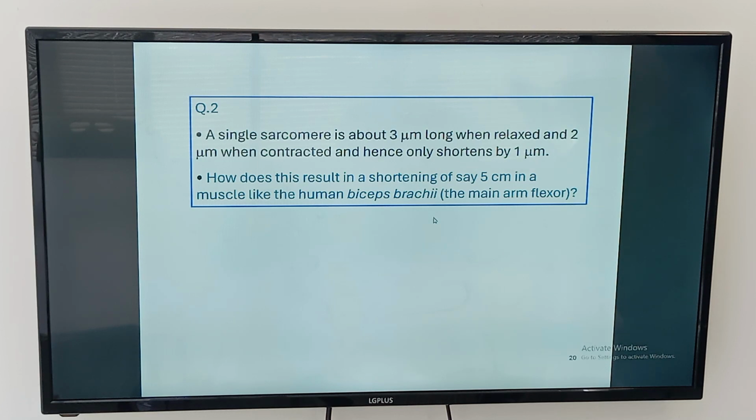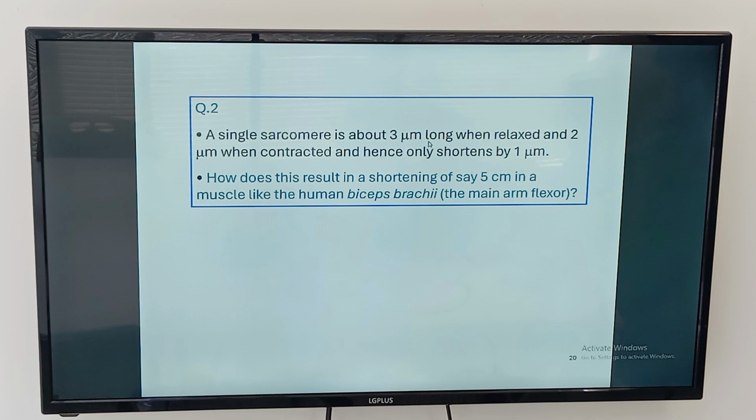A single sarcomere is about 3 micrometers long when relaxed, and 2 micrometers when contracted, and hence only shortens by 1 micrometer, because we're going to subtract 2 micrometers in the contracted state from 3 in the relaxed state.